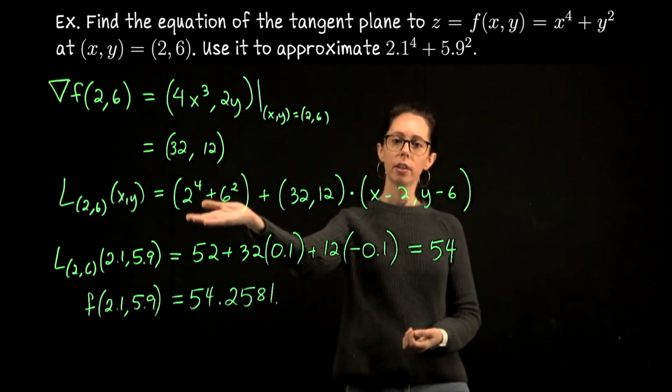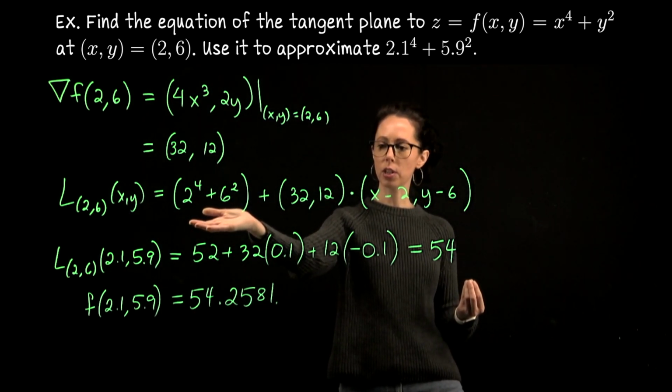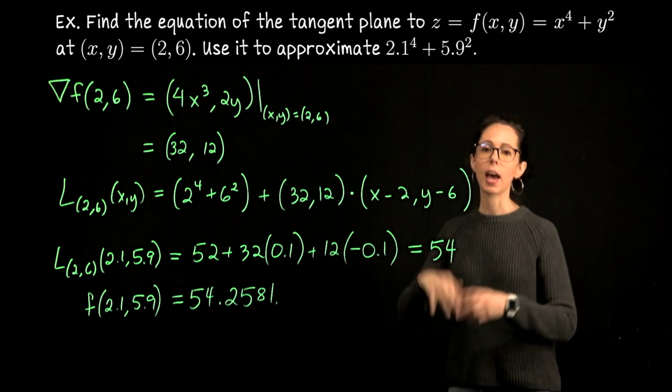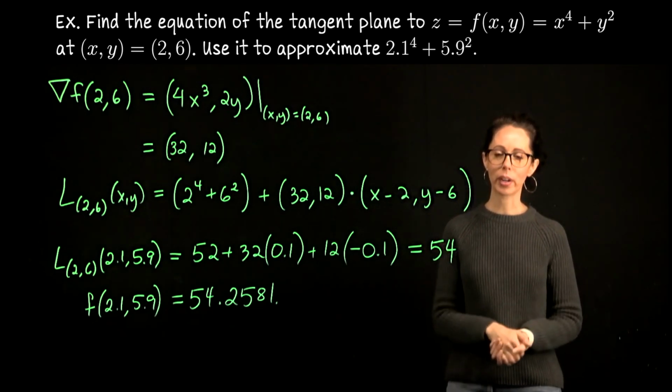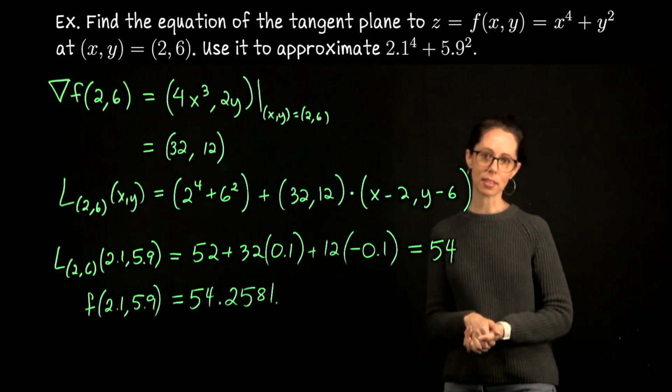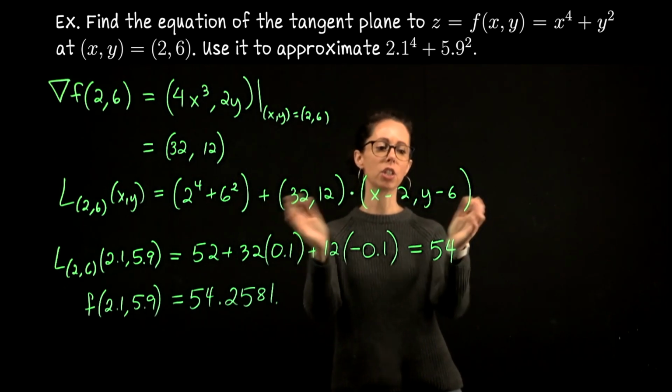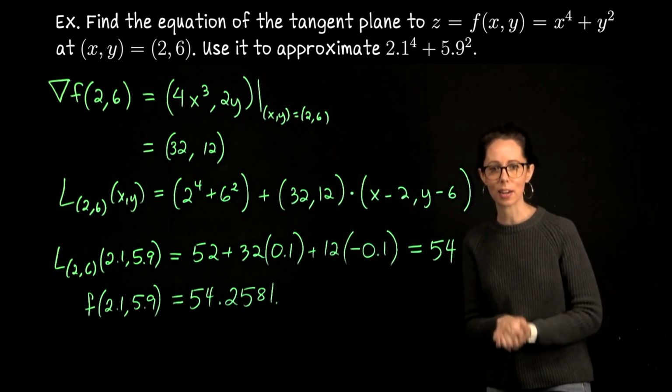It would be the value your function takes where you're centering the approximation plus the gradient dot x minus the x coordinate of the center, y minus the y coordinate, and z minus the z coordinate. So it would be the exact same computation here. It's just your vectors would have 3 entries instead of 2.